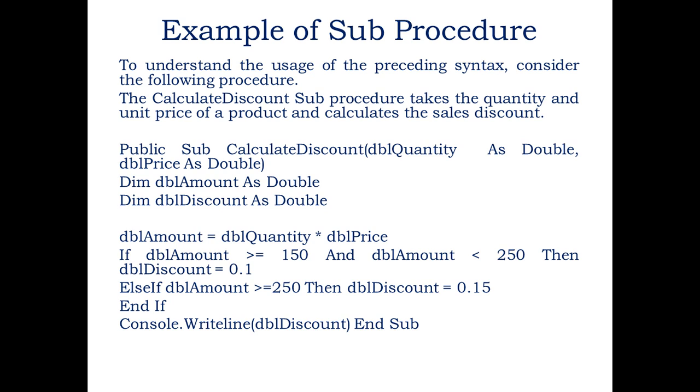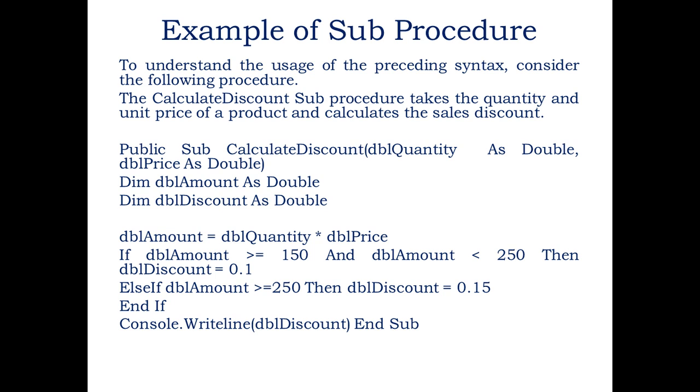Else if statement will come again as a conditional statement, with logical operators applicable: either greater than or equal to 250, then 0.15, 15 percent. And Console.WriteLine is used to display the discount, dblDiscount. This is a simple procedure.